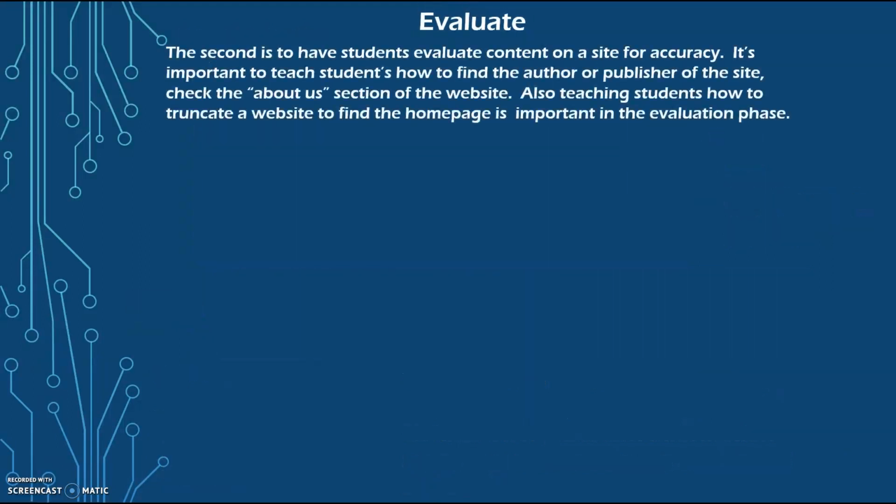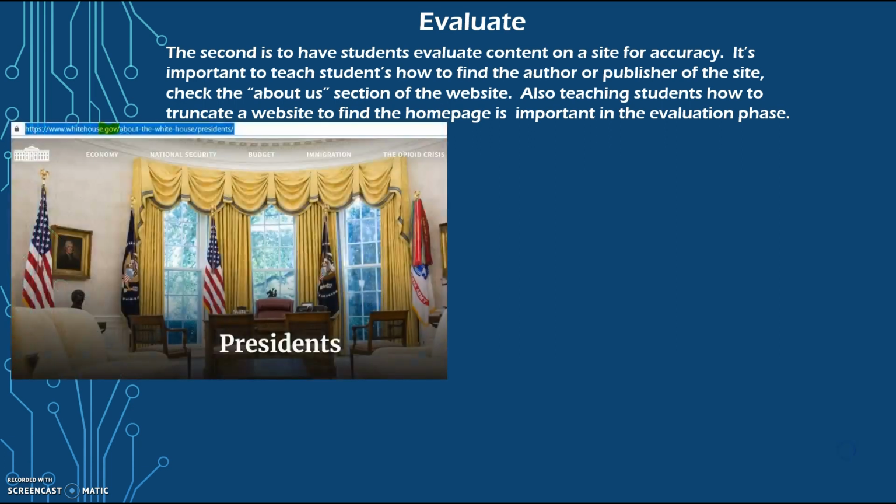The second part of Evaluate is to have students evaluate content on a site for accuracy. It's important to teach students how to find the author or publisher of the site. Check the About Us section of the website. Also, teaching students how to truncate a website to find the home page is important in the evaluation phase.